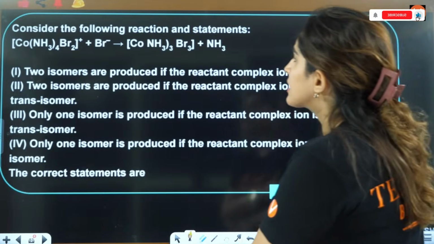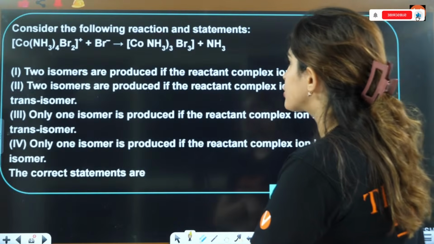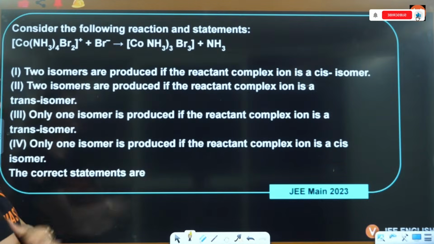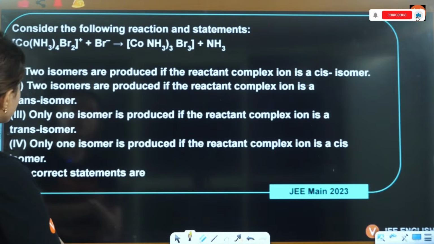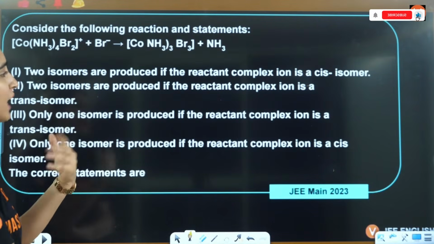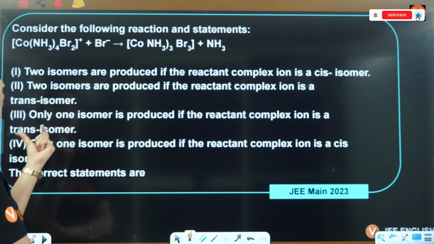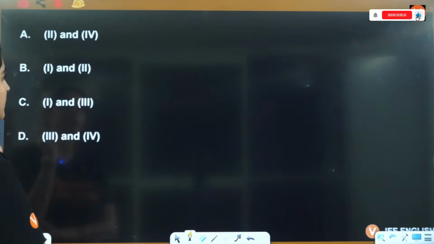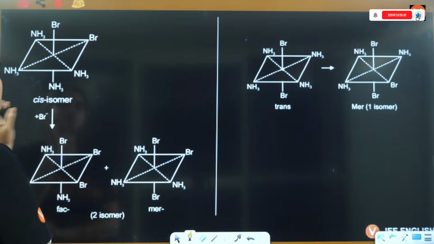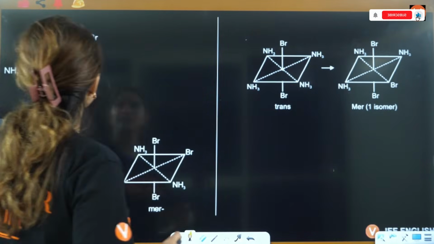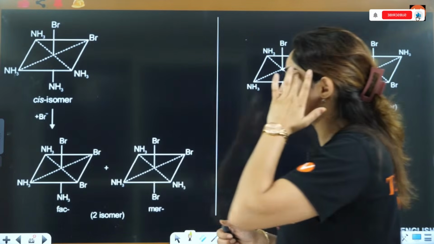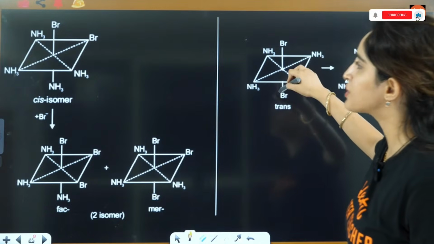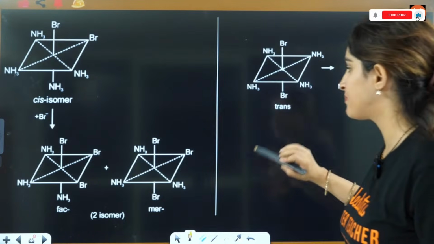Here it is. Consider the following reaction and statements. This reaction is given to you where they're saying two isomers are produced if the reactant complex is a cis isomer, two isomers are produced if the reactant complex is a trans isomer, only one isomer is produced if the reactant complex is a trans isomer. The correct statements are out of these, okay? So one by one we will see that this particular compound they are talking about is a cis isomer. If I say this is a trans isomer, it will be this one, right?